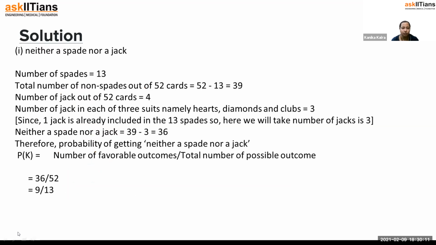So this is how you have to do the question. There are two ways: either you calculate it by this way, or you calculate it by 1 minus 16 over 52. Because we have to calculate the value of P not E. That would be equal to 1 minus probability of event E.